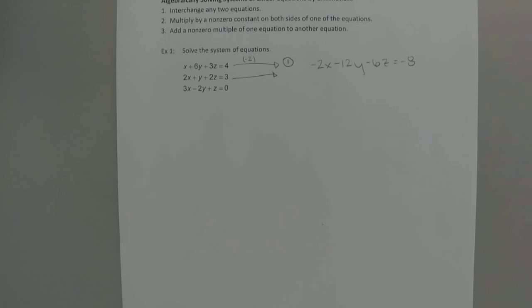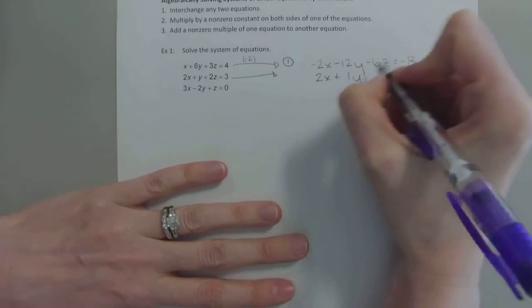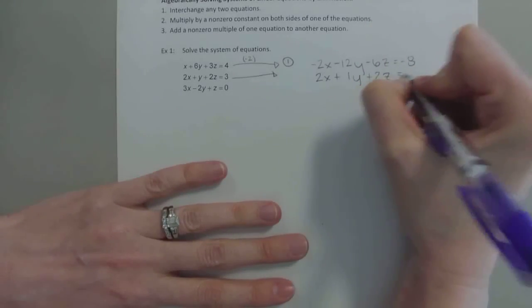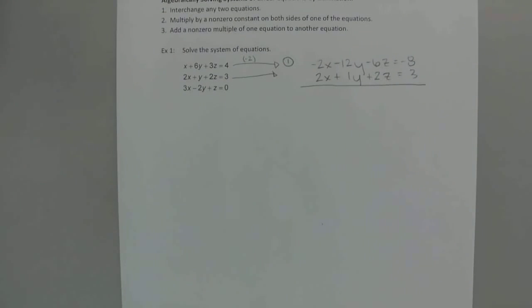I think that's perfect, because now that -2x is going to cancel with that positive 2x, so I'm going to leave my second equation completely alone. 2x plus, you can write it as 1y if you want, plus 2z equals 3. And now we're going to just add them together.